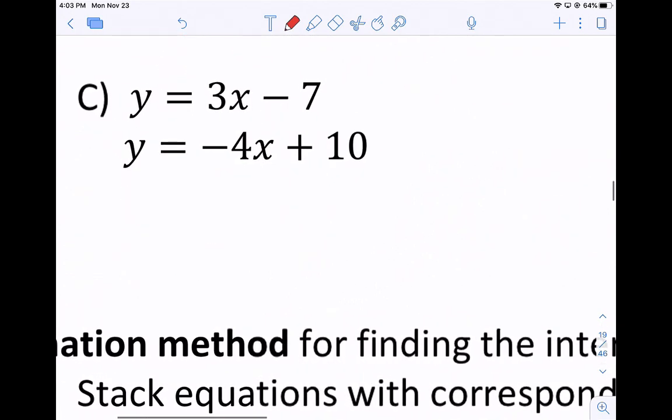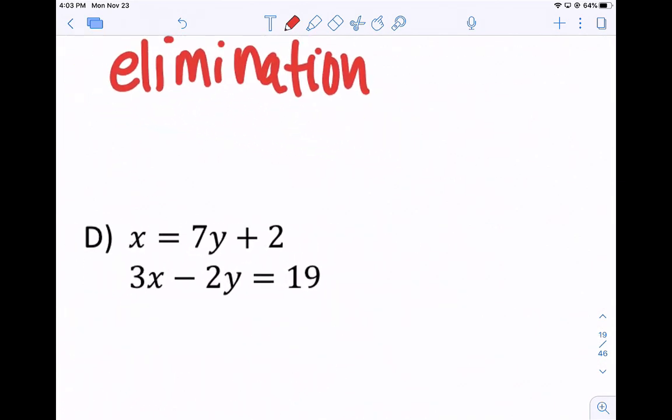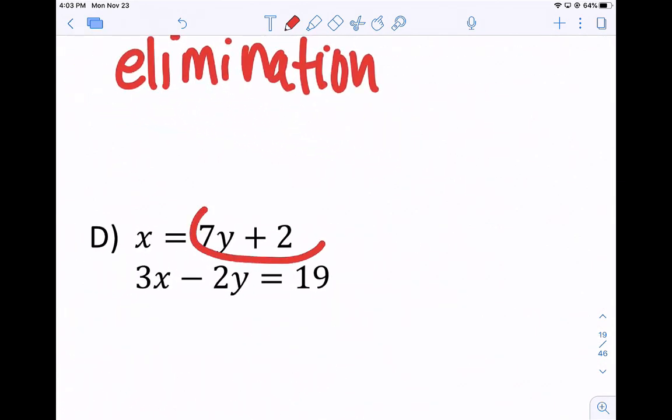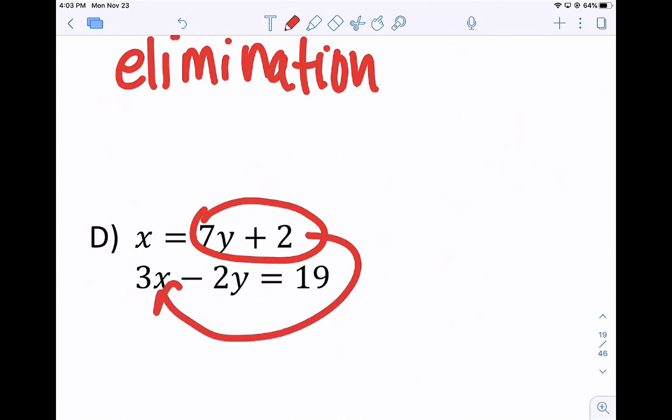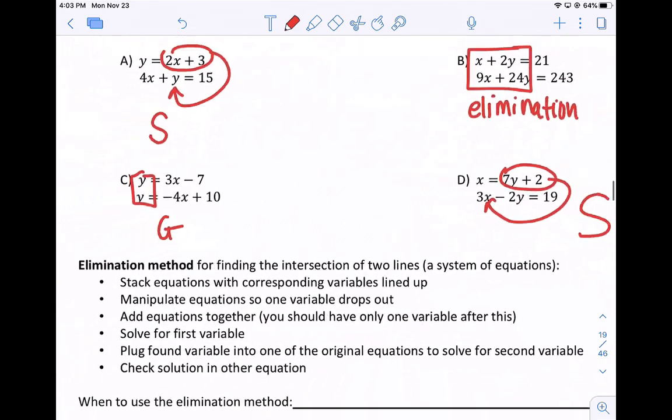All right, let's take a look at this one. This one I would say graphing because they're both y equals. If I had Desmos, I could just type this in. Again, because they're both y equals, I would say G or graphing. And then for our last one, for me, substitution would be slightly faster because x is by itself. If I want to graph it, I have to get y by itself. If I want to do elimination, I have to get x and y on the same side. So I would say substitution for letter D.